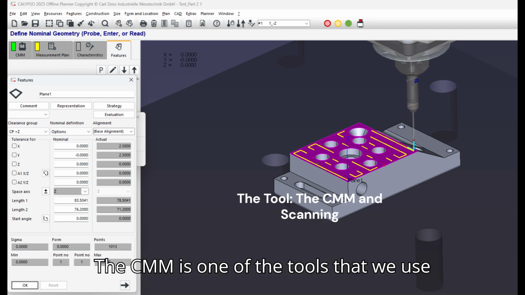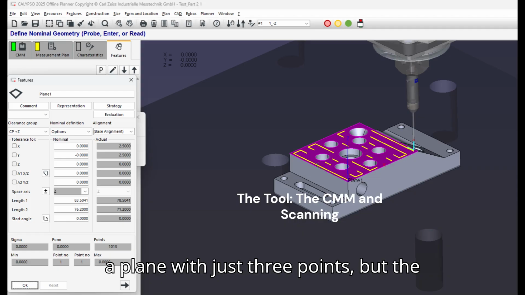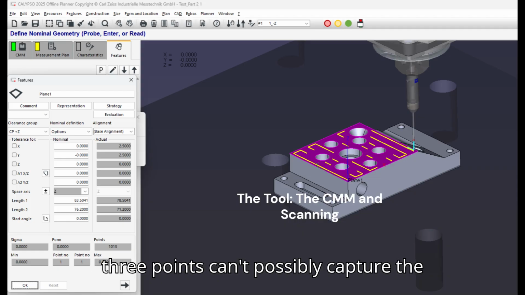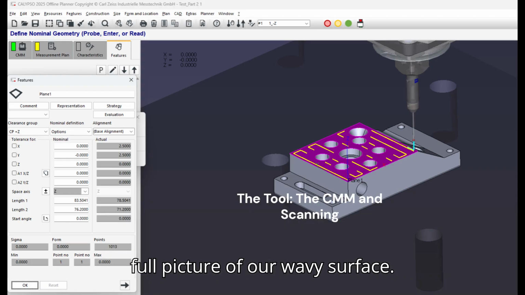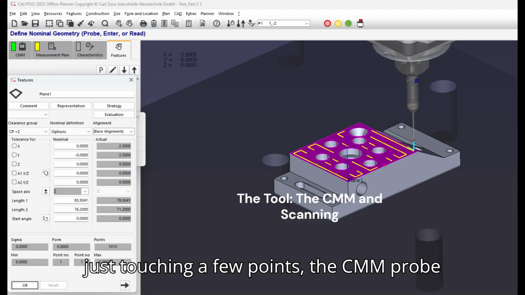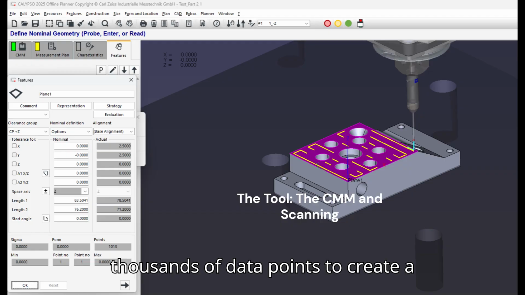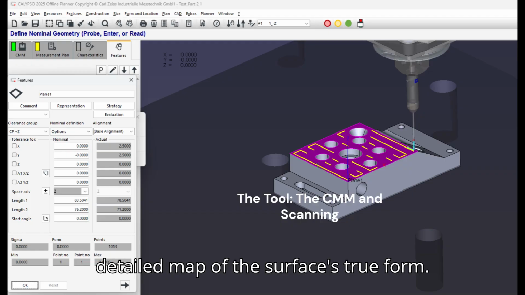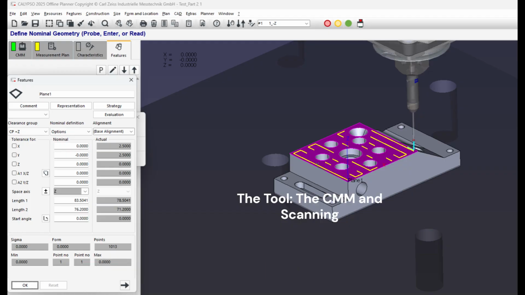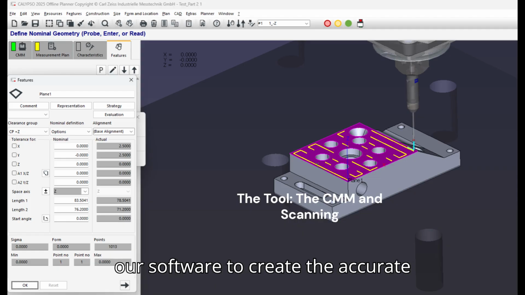The CMM is one of the tools that we use to collect data points. We could measure a plane with just 3 points, but the 3 points can't possibly capture the full picture of our wavy surface. That's why we use scanning. Instead of just touching a few points, the CMM probe drags across the surface, collecting thousands of data points to create a detailed map of the surface's true form. This comprehensive data is what allows our software to create the accurate virtual plane.